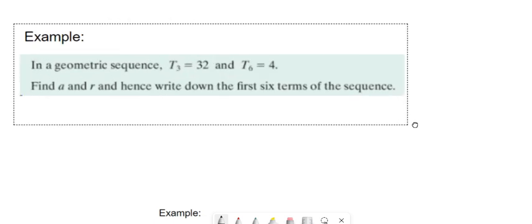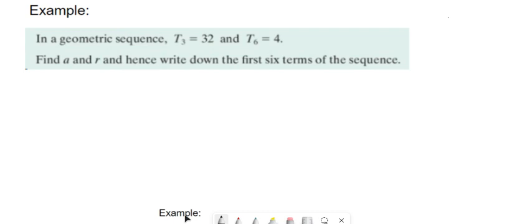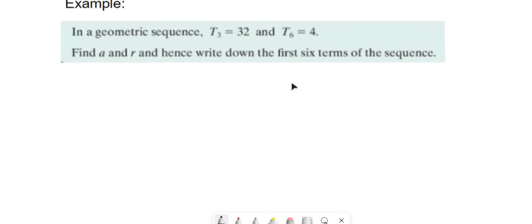Right then, in a geometric sequence, T of 3 is equal to 32 and T of 6 is equal to 4. For this one, I don't know what A is and I don't know what R is, but I know that if I put a 3 in for n in the general term, so if I do T of 3, that should be equal to A R to the power of 3 minus 1, and that should all be equal to 32. So let's get rid of the T3 here. A R squared is equal to 32.